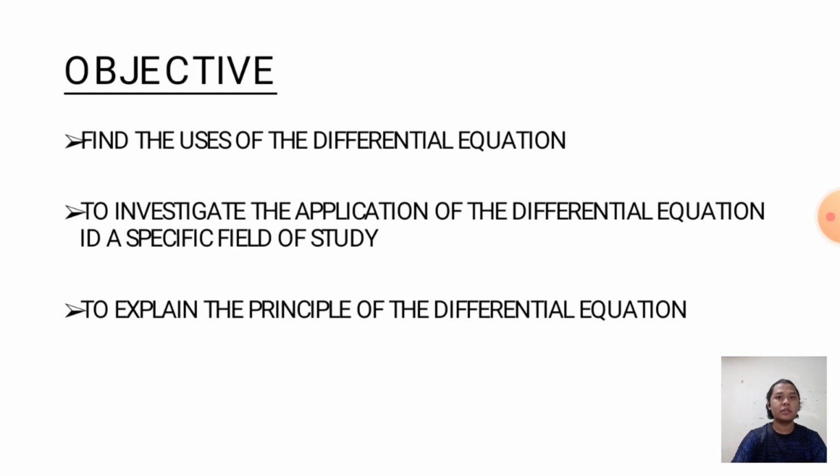Next, the objective is to investigate the application of the differential equation in a specific field of study. This is because the result of the application of the differential equation formula is different from one another. And lastly, the objective is to explain the principle of the differential equation. A detailed explanation of the differential equation could result in an improvement in the level of understanding of a student.